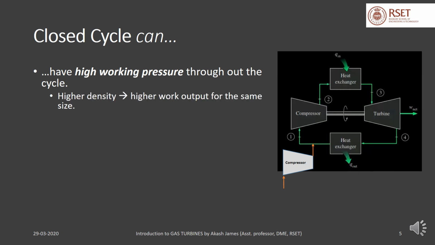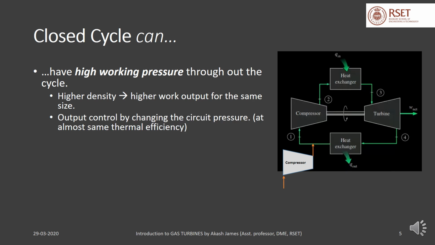Now, this also provides us with an opportunity to effectively govern a gas turbine. That means, if you want to change the work output of a gas turbine power plant, you can just change the pressure inside the circuit. You can do that by the combination of a compressor and a blow-off valve. Now, if you increase the pressure, you can increase the work output. If you decrease the pressure, you can decrease the work output. This doesn't come at the cost of efficiency, because the maximum temperature and the pressure ratio are not getting affected.